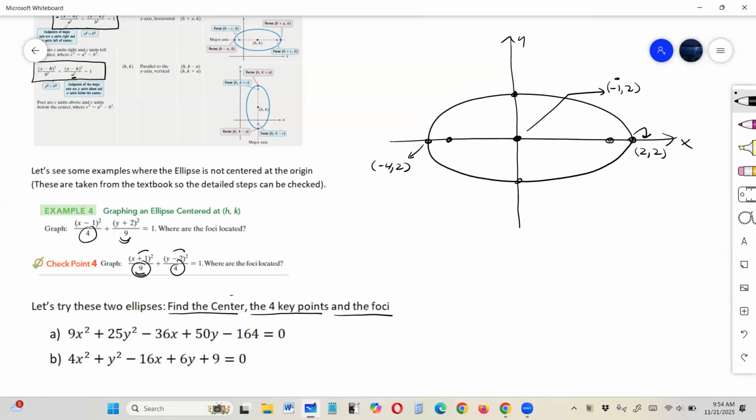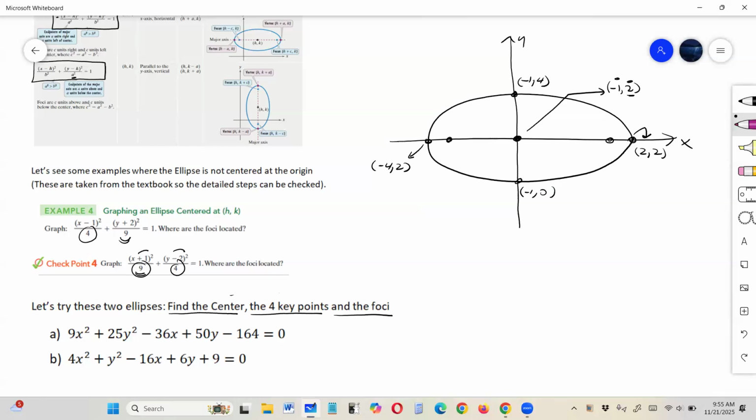Now we'll find the minor vertices, which is square root of 4 units up from 2, right? So 2 units up and 2 units down from here. So this is -1, 4, and this is -1, 0, right? 2 units up and 2 units down from here.